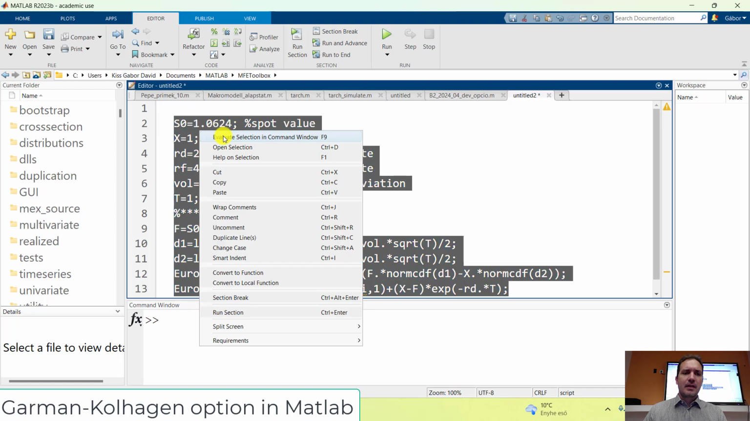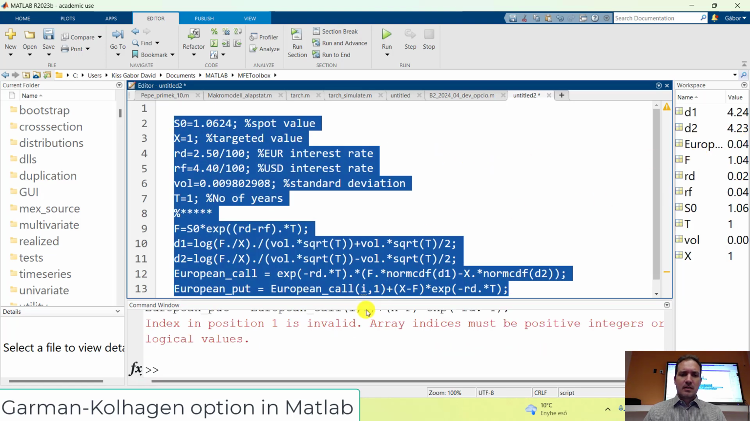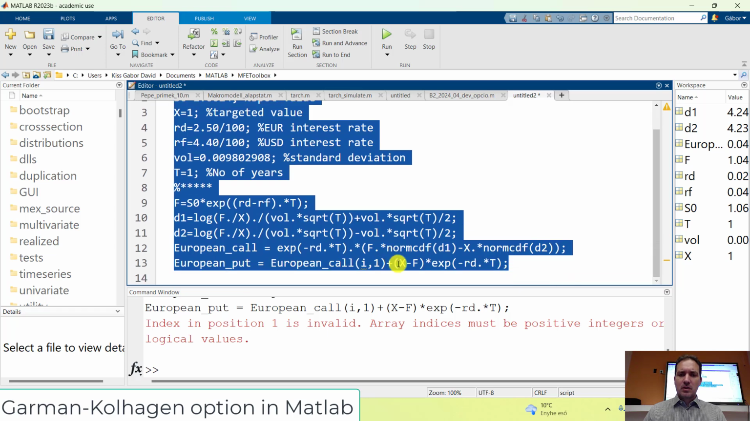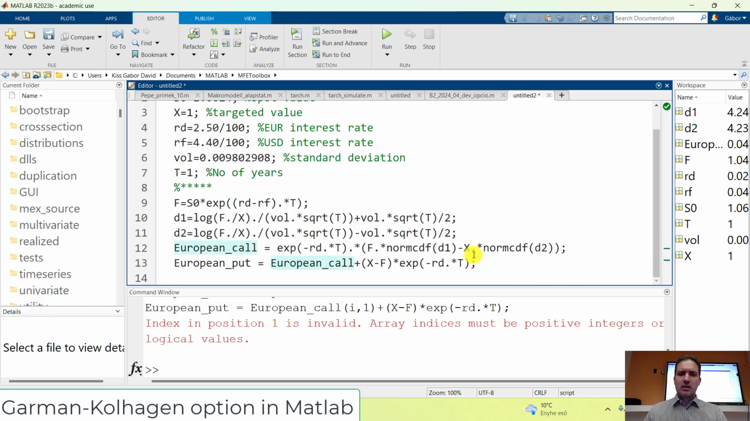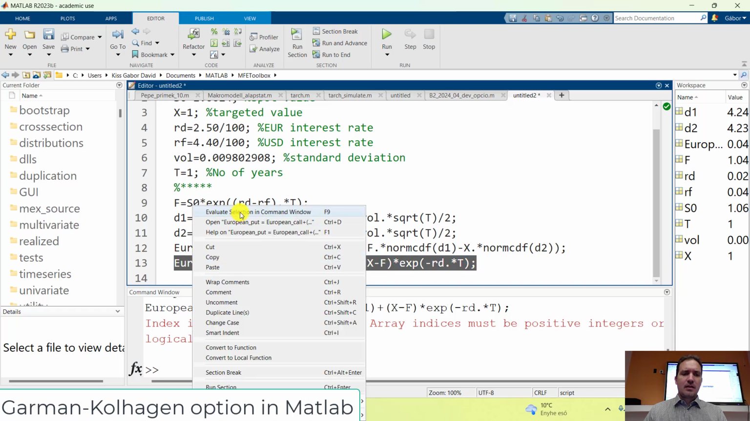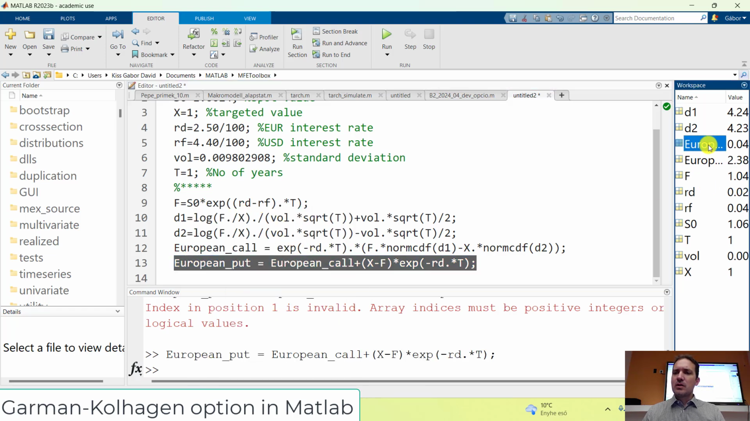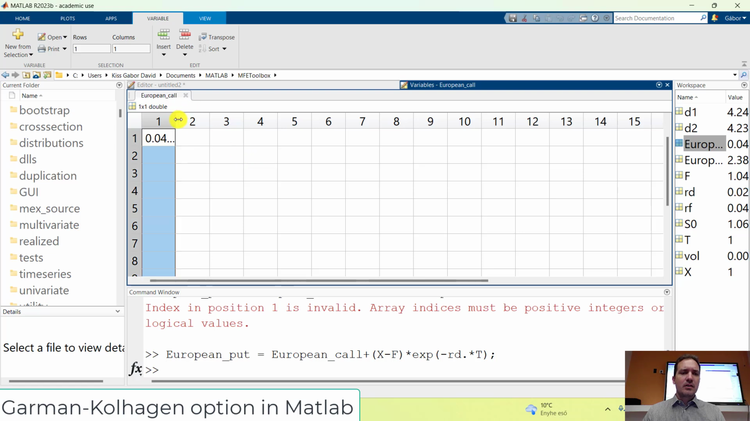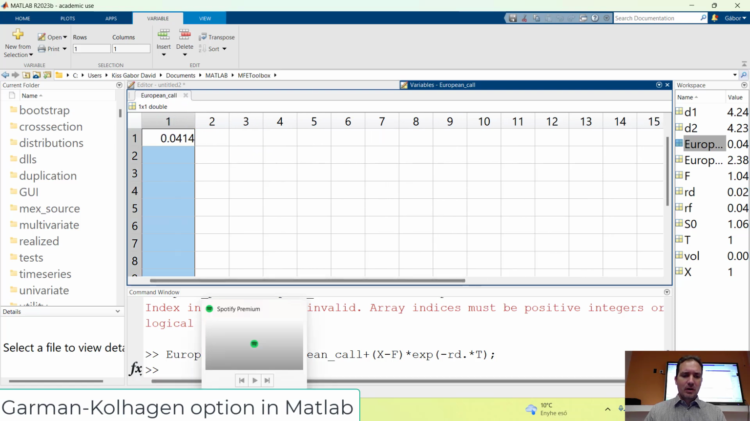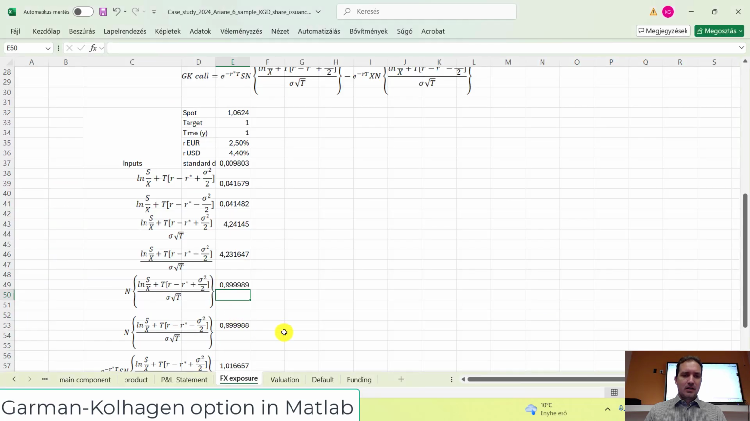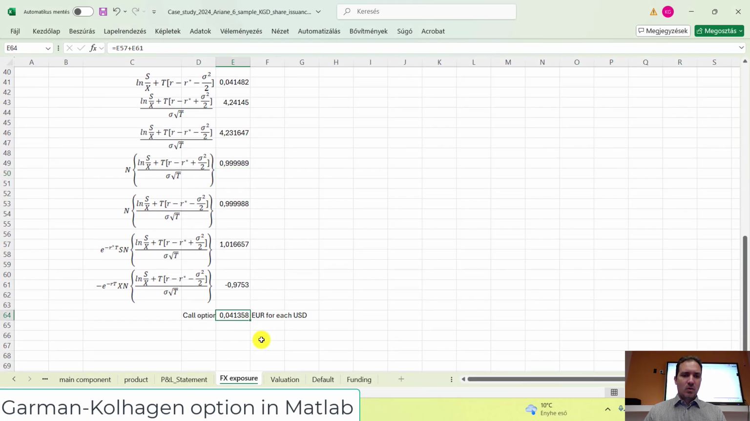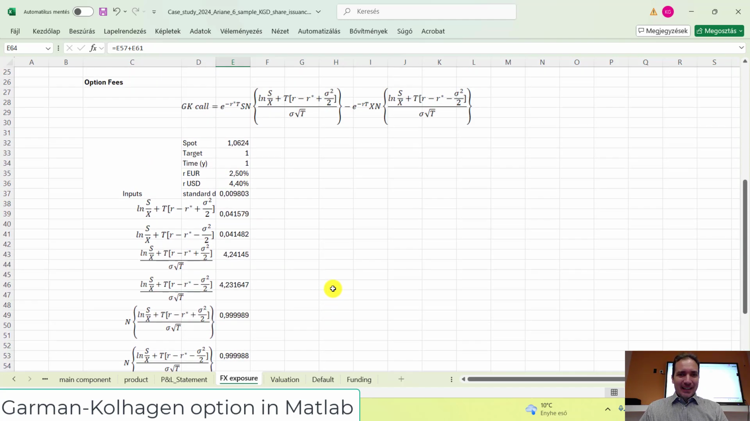Then let's see. Yeah, because this one is invalid. Okay, so the European coal price should be 0.414. Is this correct? Wow. I did it the first time without any bugs. This is not that usual. I would say that this is always the case, but not much.